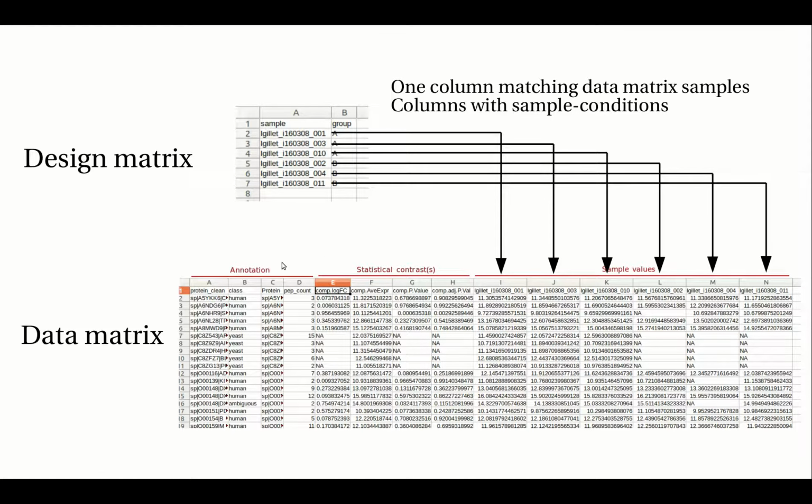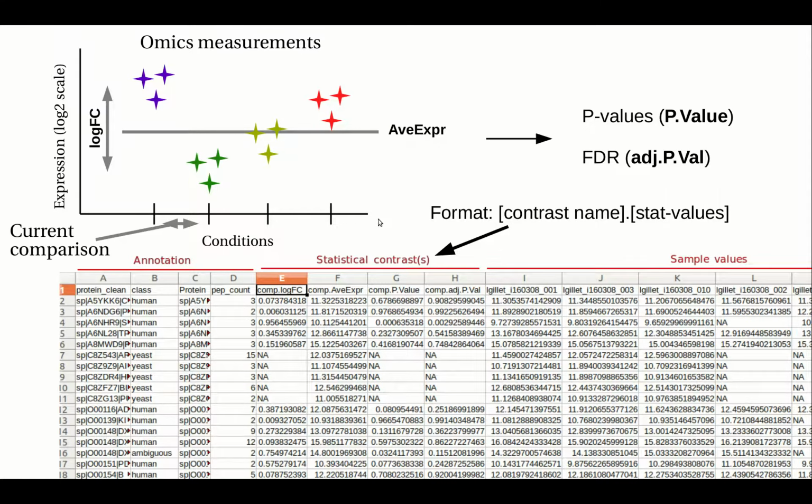And in addition, we can have annotation columns, which contain general annotation information for these proteins. And this can be protein IDs or other things. And you can have any number of these annotation columns. And finally, we have the statistical columns. I will show you more in the next slide.